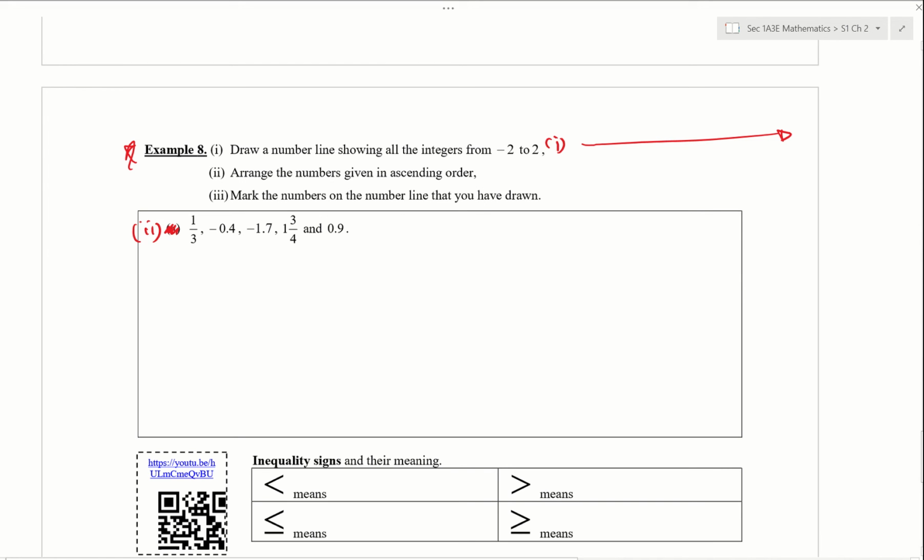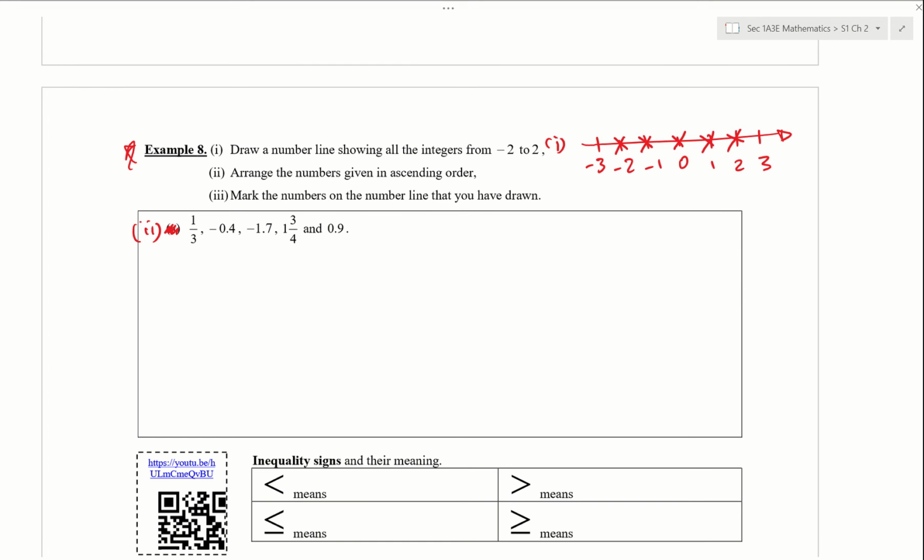All the integers from -2 to 2. So we know that you have to start, let's say -3, -2, -1, 0, 1, 2, 3. So all the integers. 0 is also an integer. Don't forget. So here's the answer for part 1. Okay? Now that's the easy part. Okay, let's take a look at part 2.